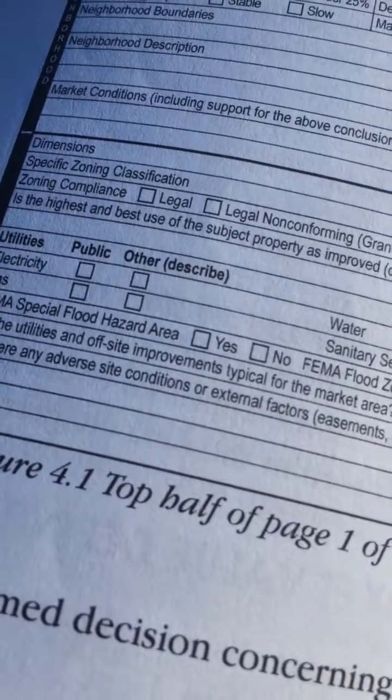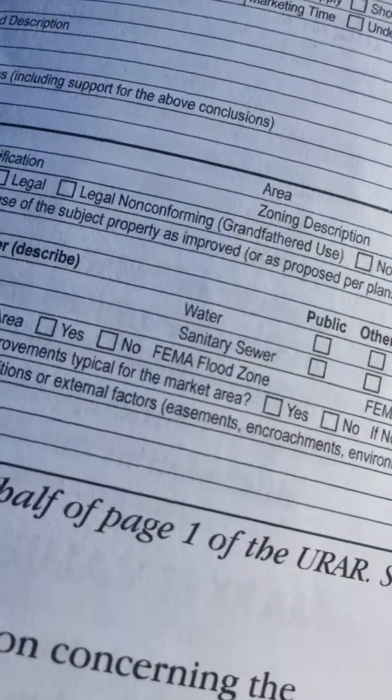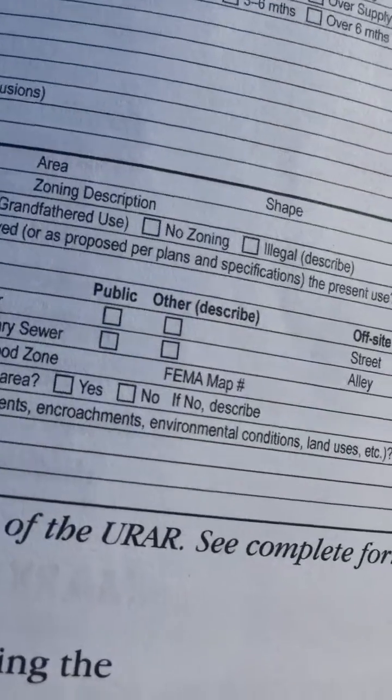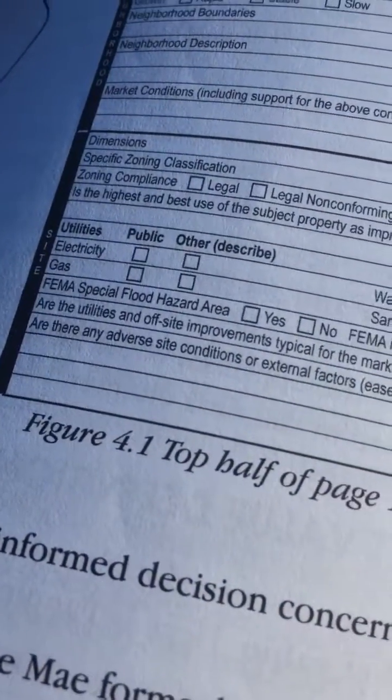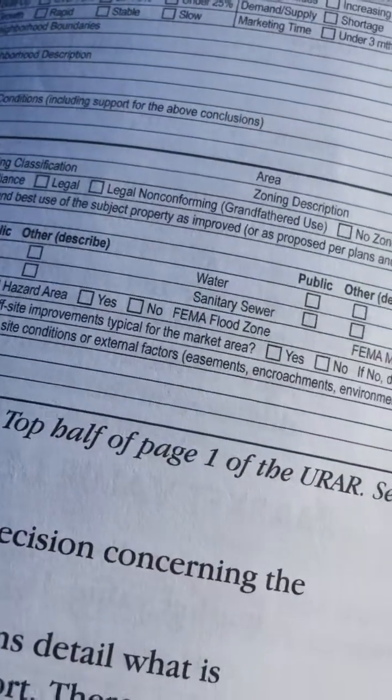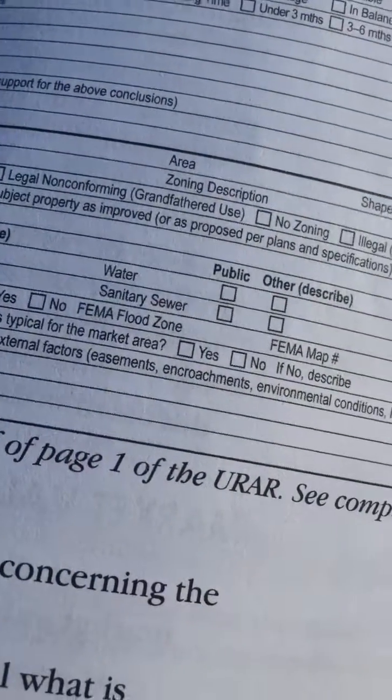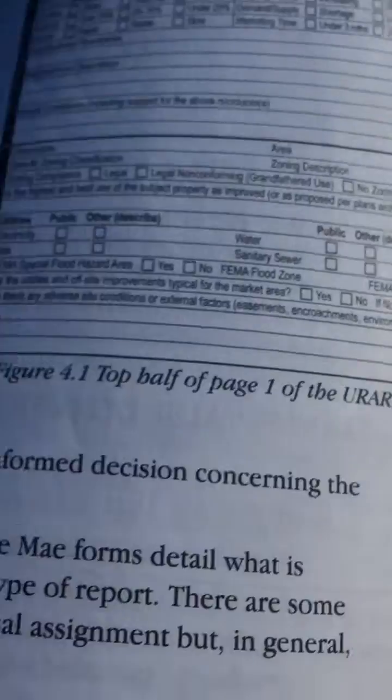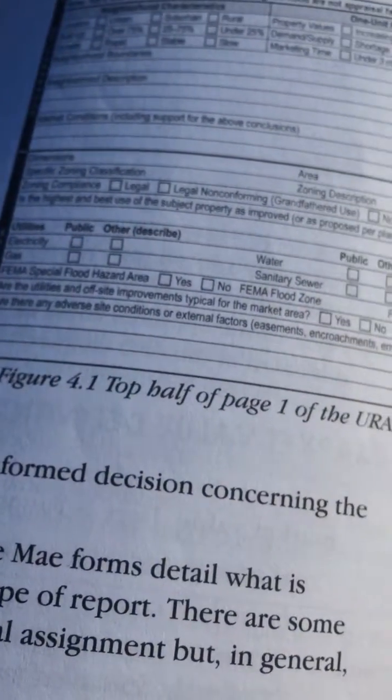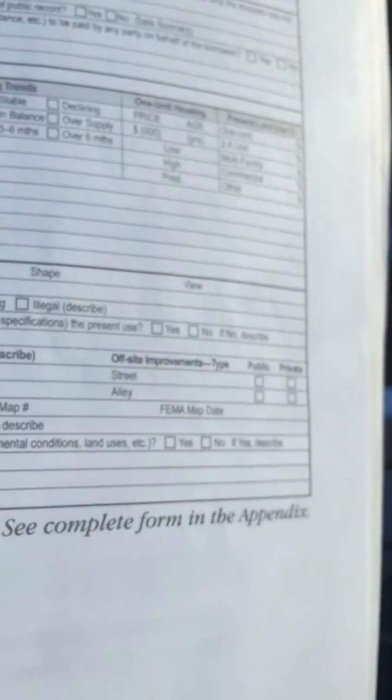Are the utilities and off-site improvements typical for the market area? Yes, no, if no, describe. Are there any adverse site conditions or external factors like easements, encroachments, environmental conditions, land uses? Yes or no, and if yes, describe. Figure 4-1, top half of page 1 of the URAR. See complete form in the appendix.